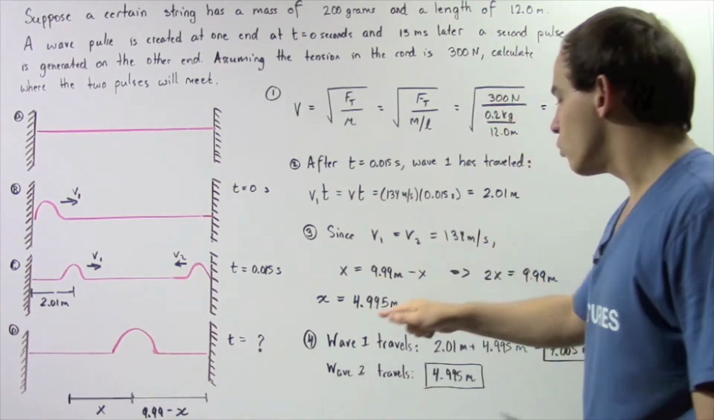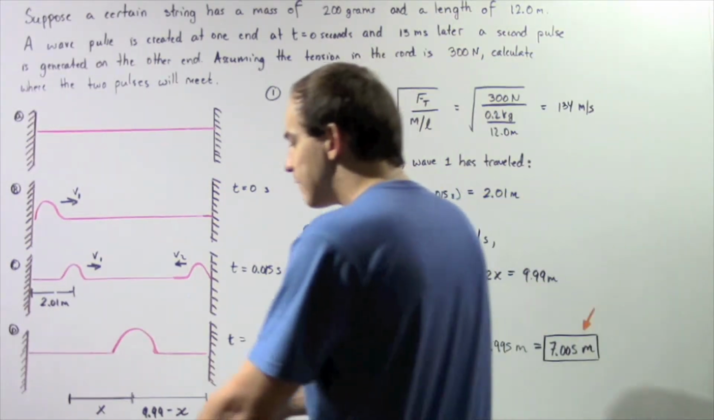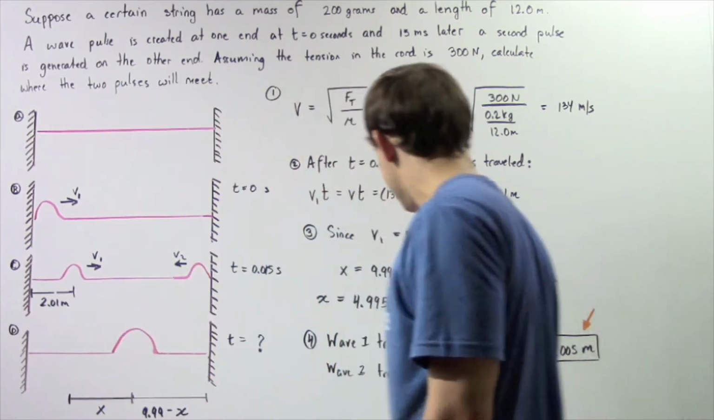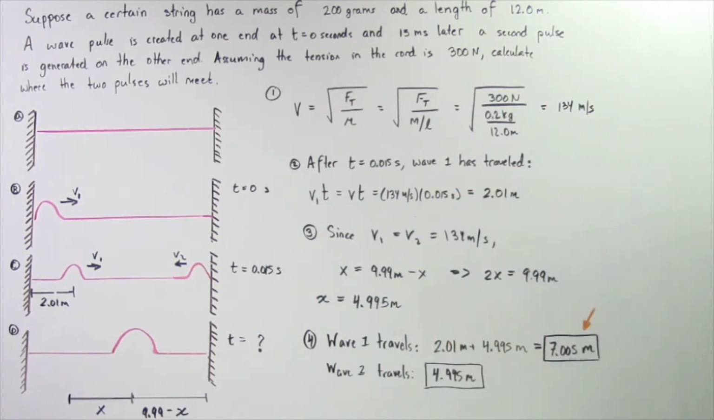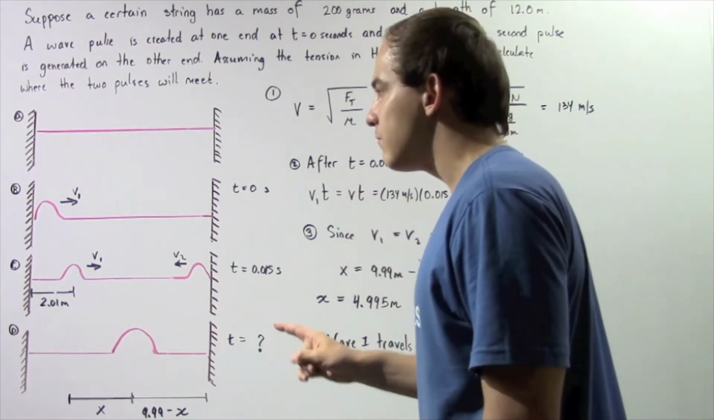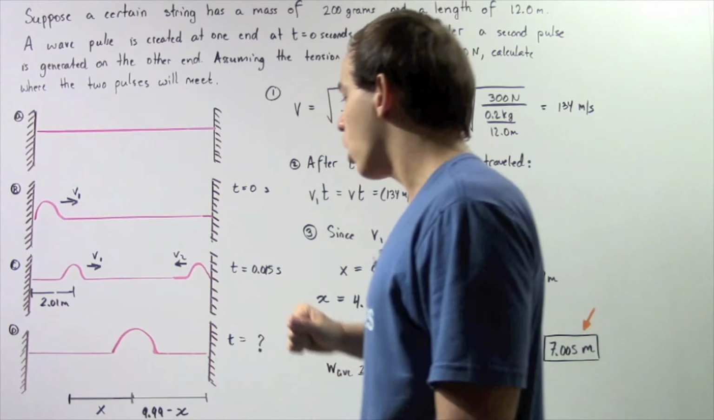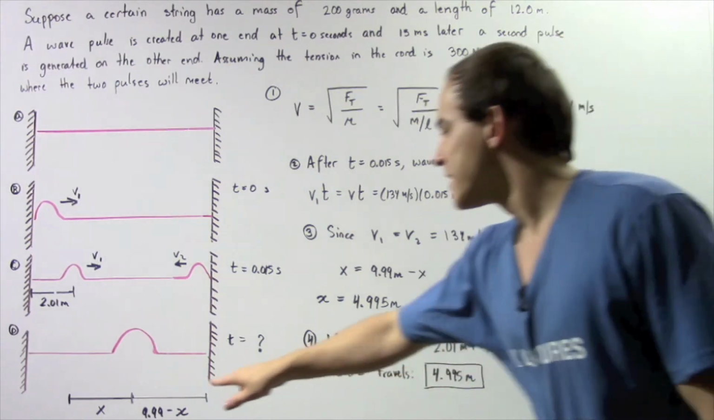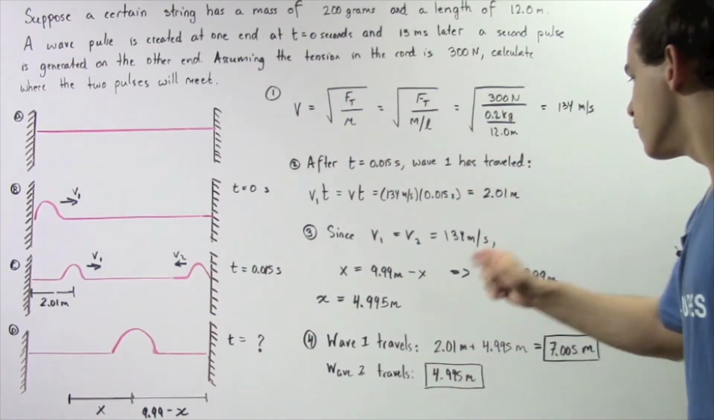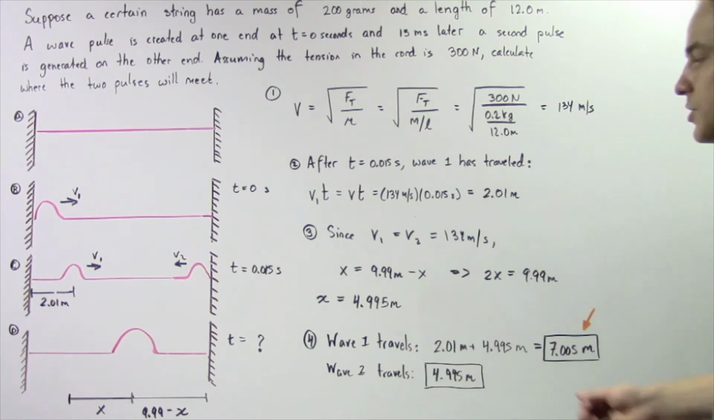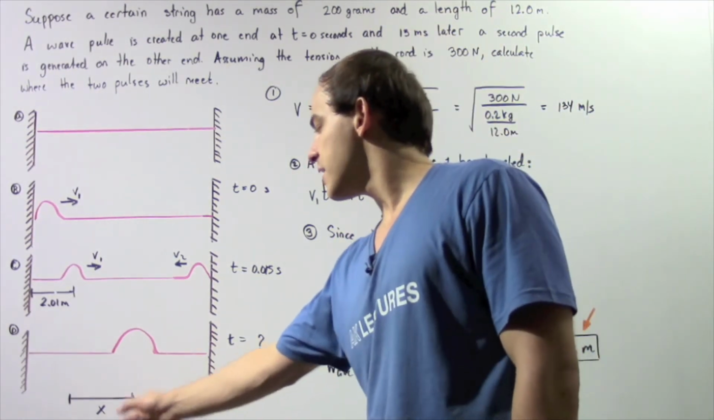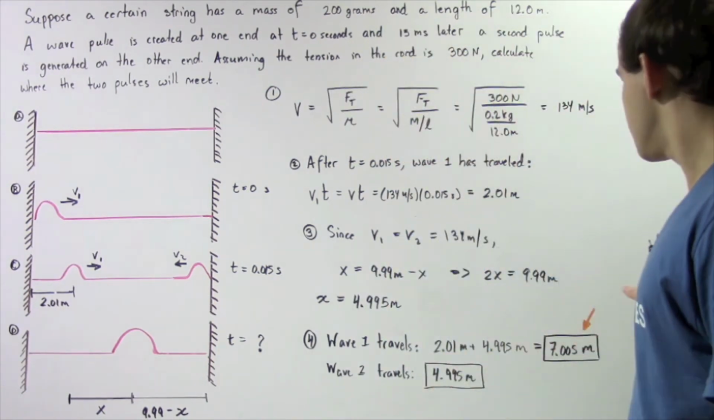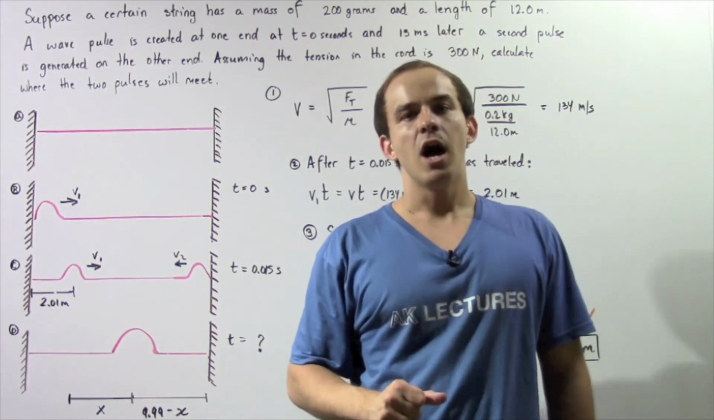So finally in part 4 we see that wave 1 travels this distance plus this distance. So 2.01 meters plus 4.995 meters gives us 7.005 meters, which is the distance our wave 1 travels from the left side of our cord to where they actually meet. And wave 2 travels a distance of 9.99 minus 4.995 meters from the right end. So they meet right at this position, a distance of 7.005 meters from the left side of our cord.